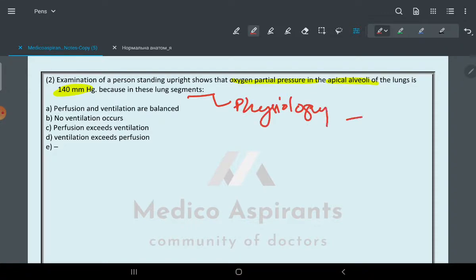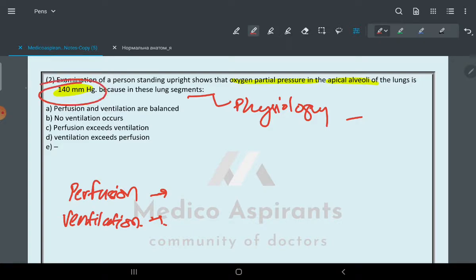Next, first you should know what perfusion is and what ventilation is, because in all four options you can see they are mentioned, right? So the easiest way to remember what perfusion is and what ventilation is. What is ventilation? Then you will go for the gas segment. Here everyone easily knows what ventilation is.